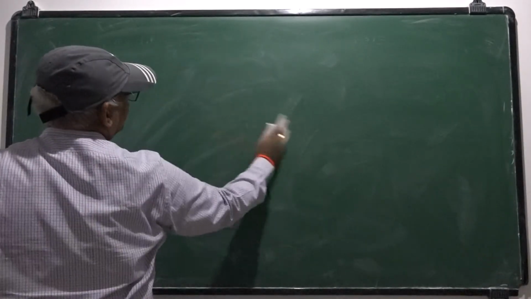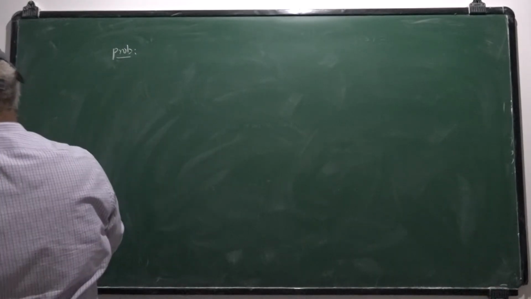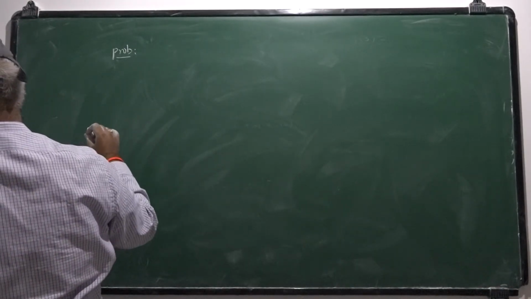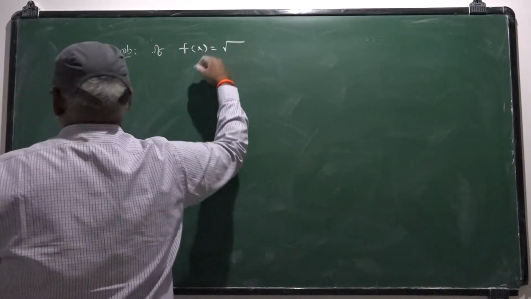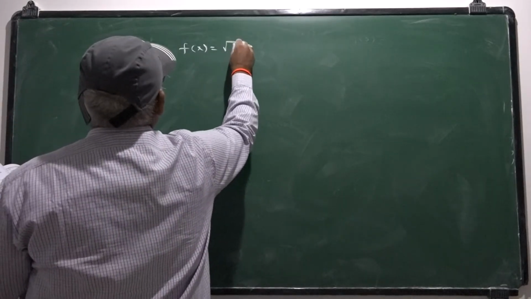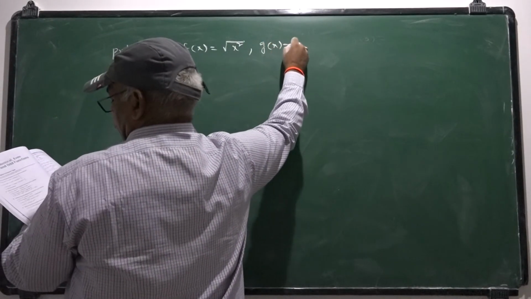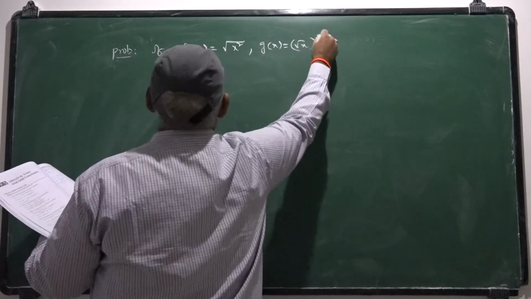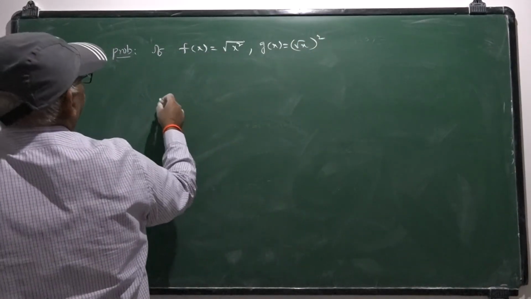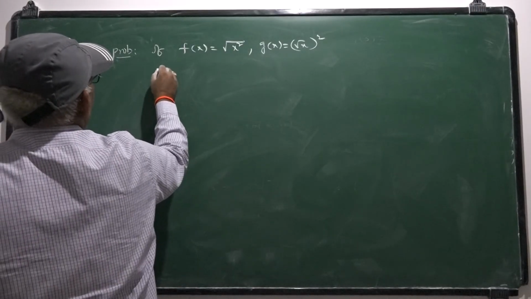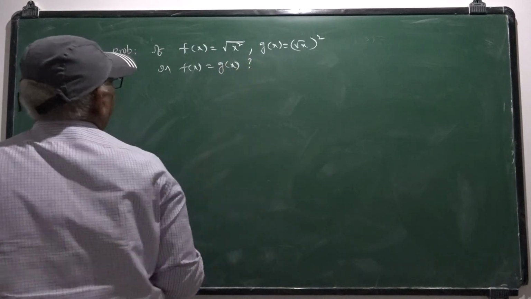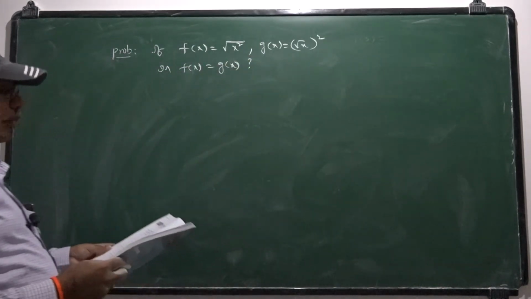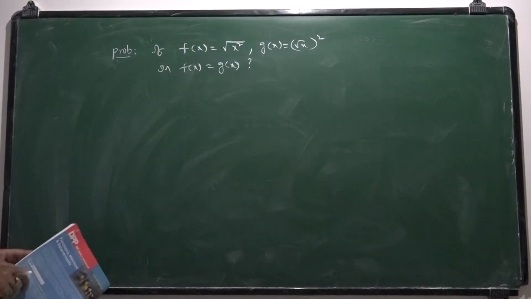Next problem. f(x) equal to root x square and g(x) equal to root x whole square. Is f(x) equal to g(x)?